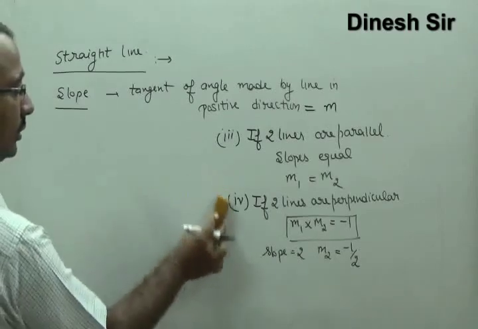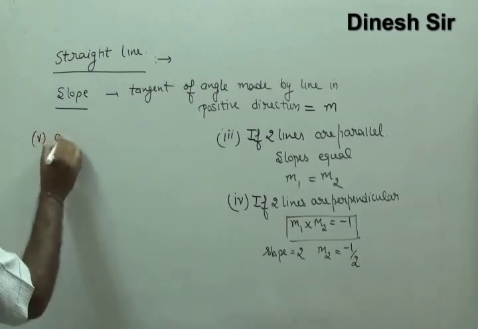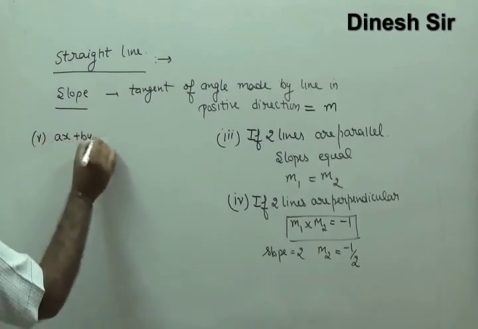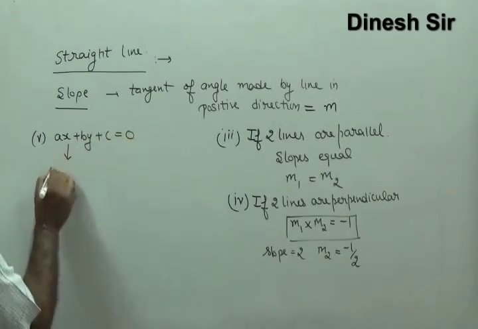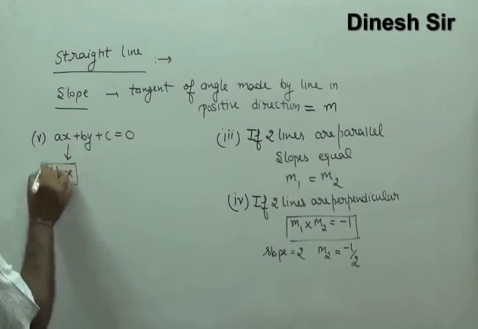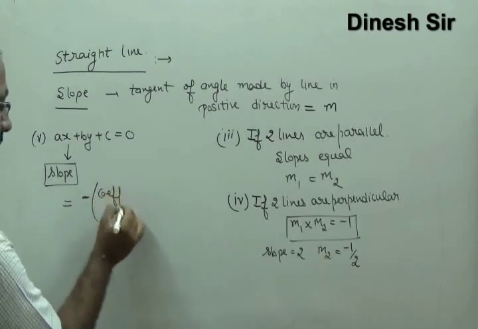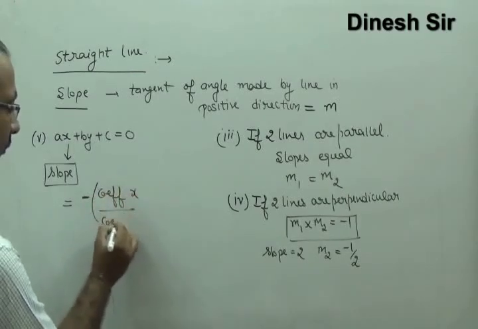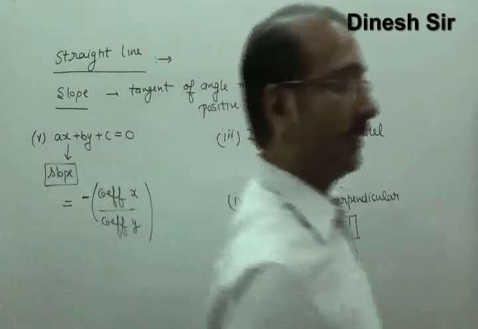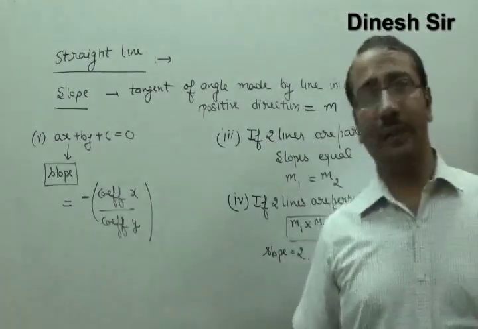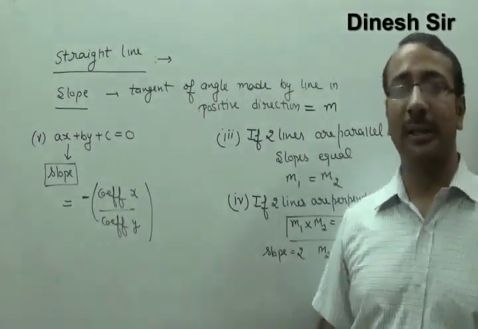The fifth formula we use when the equation of a line is given. Suppose the equation of the line is ax plus by plus c equal to 0, and we have to find the slope of this line. The slope of the line is minus the coefficient of x upon the coefficient of y. Whatever we get from here is the slope of the line.